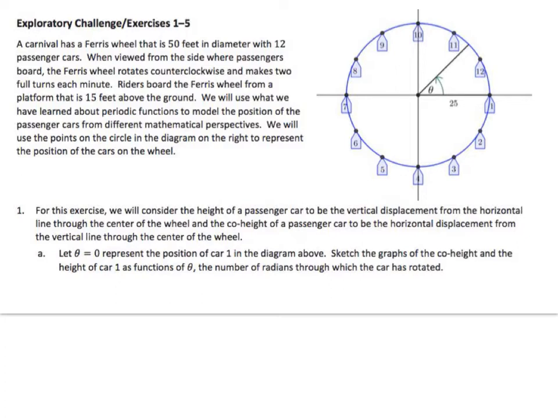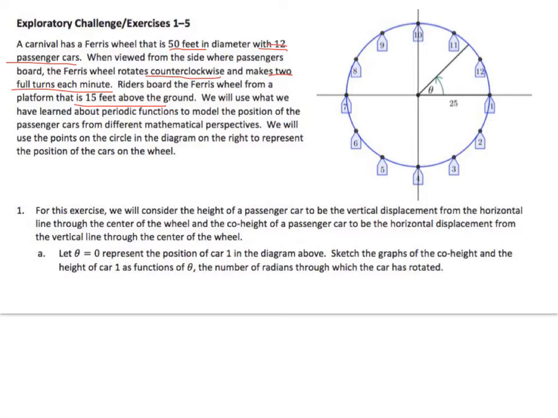We will use what we have learned about periodic functions to model the position of the passenger cars from different mathematical perspectives. We will use the points on the circle in the diagram on the right to represent the position of the cars on the wheel. Okay, 50 feet in diameter, 12 passenger cars, 15 feet above the ground, counterclockwise, 2 full turns each minute, just underlining the important stuff. I think that's it.